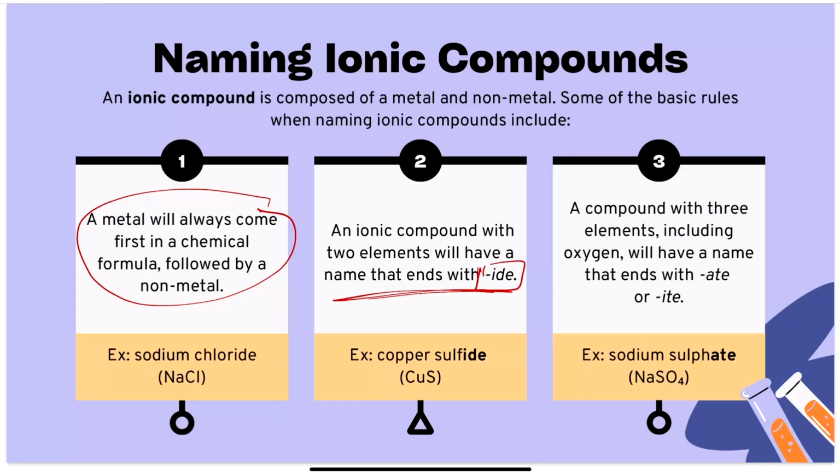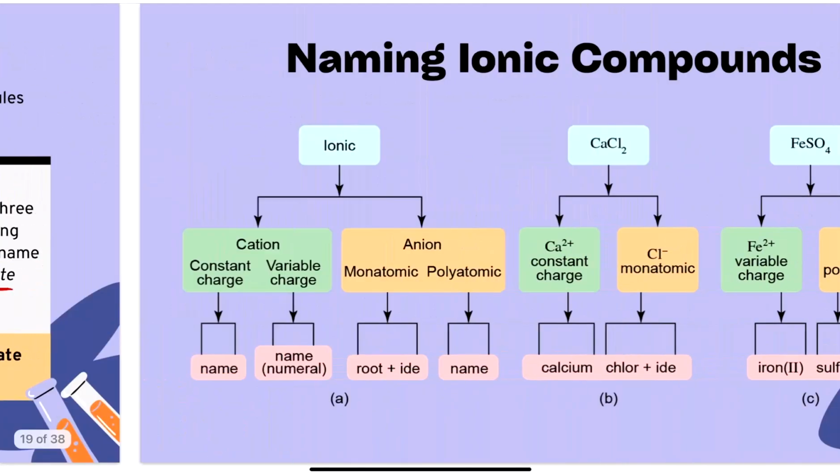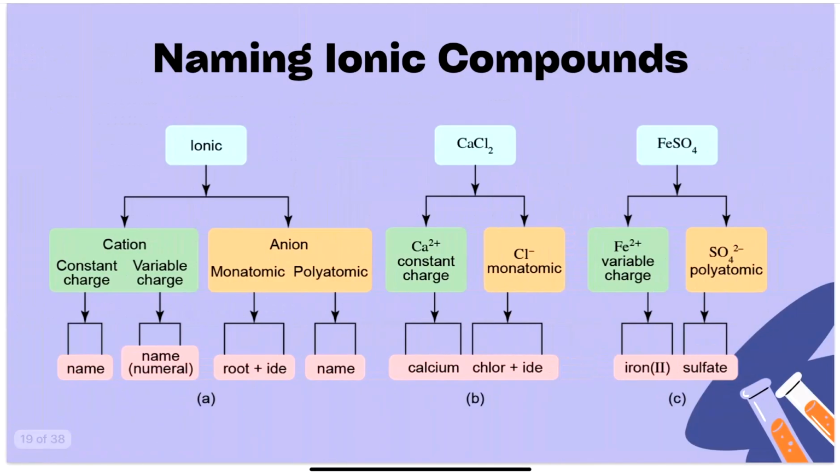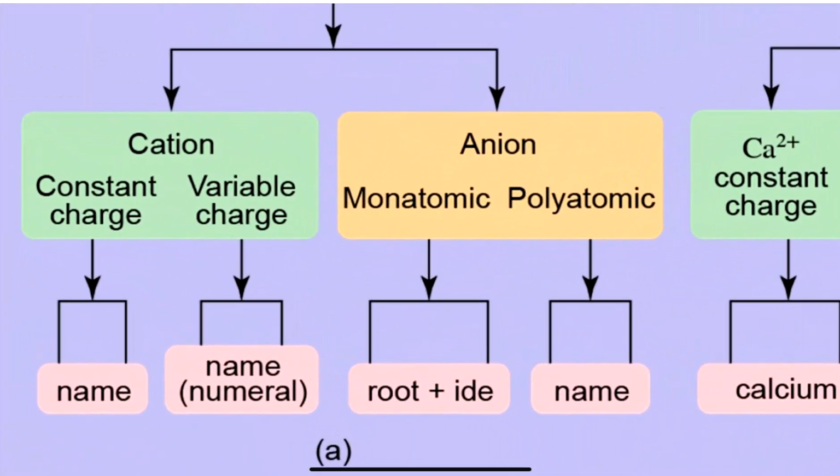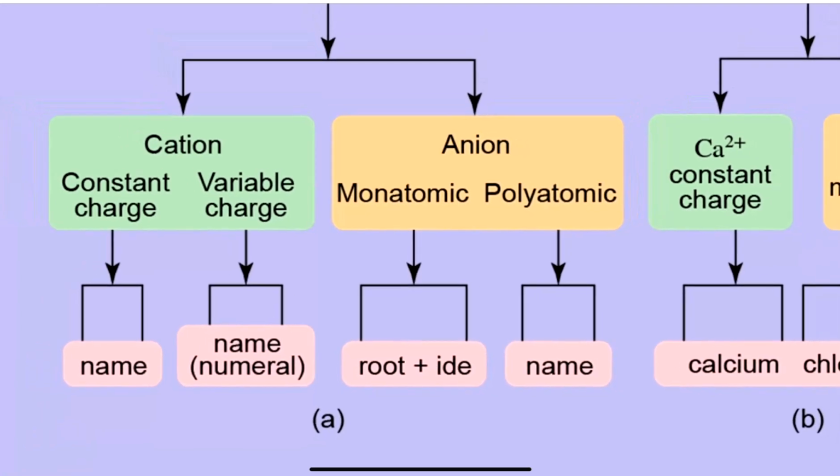If you have an oxygen present, the non-metal will either end in -ate or -ite, and I'll show you those. So this is how you name an ionic compound. The first is that if I have a cation, and obviously you have your cation, that is your metal, constant charge. Now what does this mean?